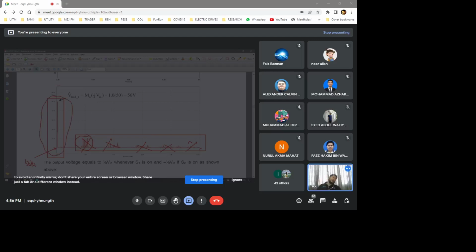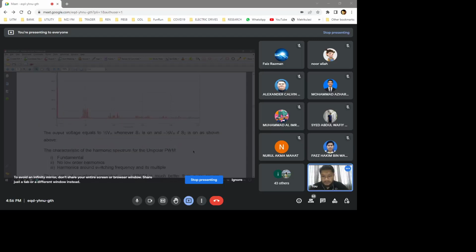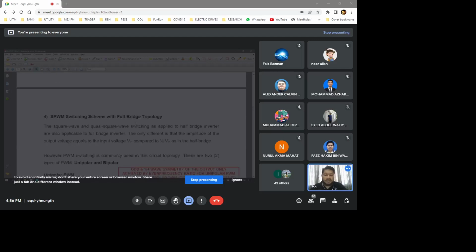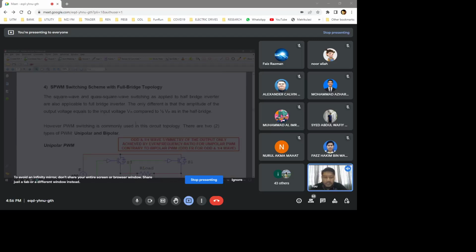But the only difference is when you operate with a large frequency, the components for your filter will be a lot smaller compared to the square and quasi square waveform. Okay, so you can watch it again. To give you an overview, a 1 hour overview, you can go back and watch again and again, and simulate, right? I will share the simulation circuit with you.